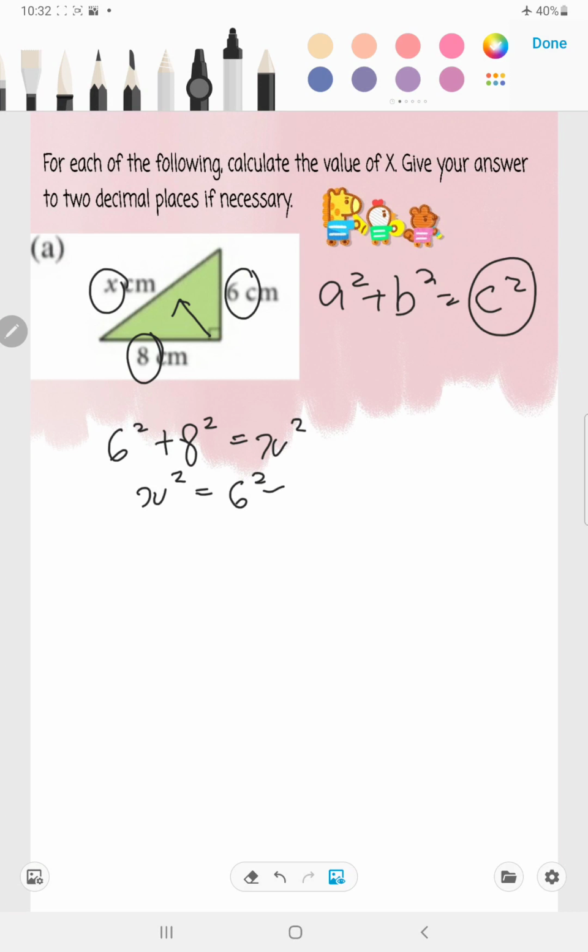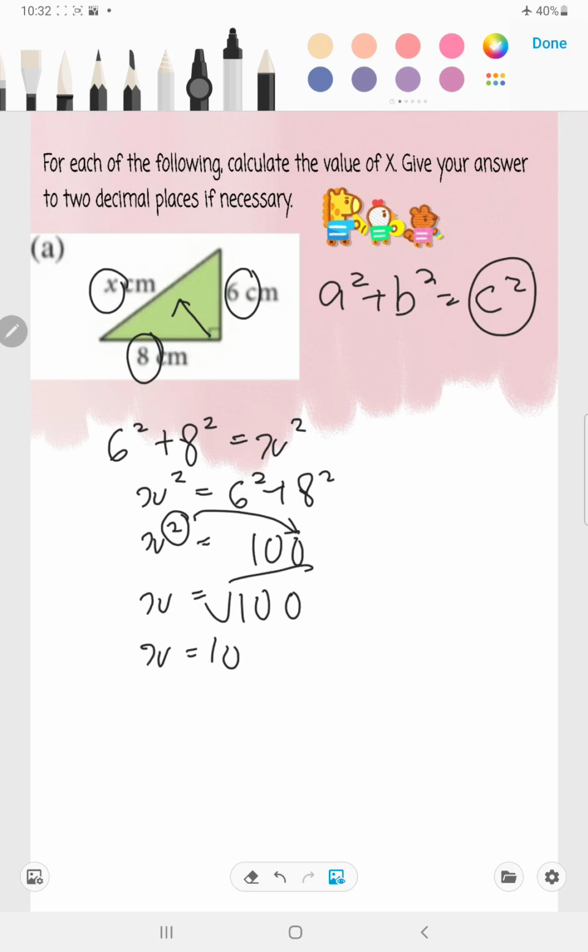X square is equal to 6 square plus 8 square. So 6 square plus 8 square, and you will get 100. Then the square you have to bring to the other side, and it will become like this, and x will be 10 cm.